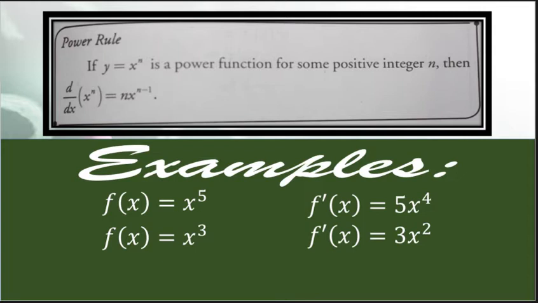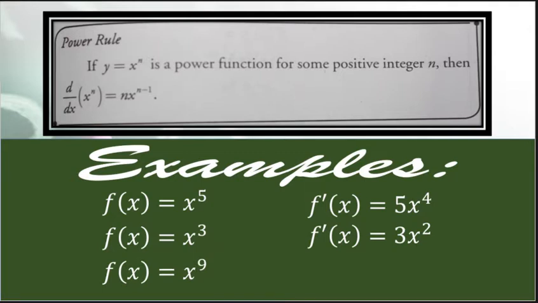Okay, for example number 2, we have here f of x is equal to x cubed. In the same manner, we just need to bring your 3 down. So that's 3. Copy your variable x and subtract 1 from that exponent 3. So 3 less 1 is equal to 2. Okay, so that's the derivative. f prime of x is equal to 3x squared. So that's very simple.